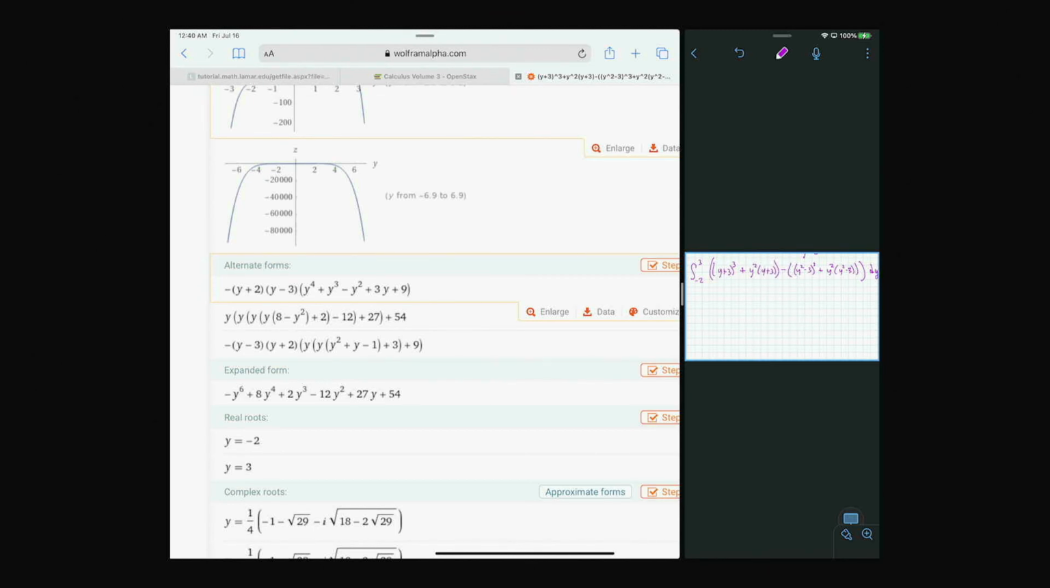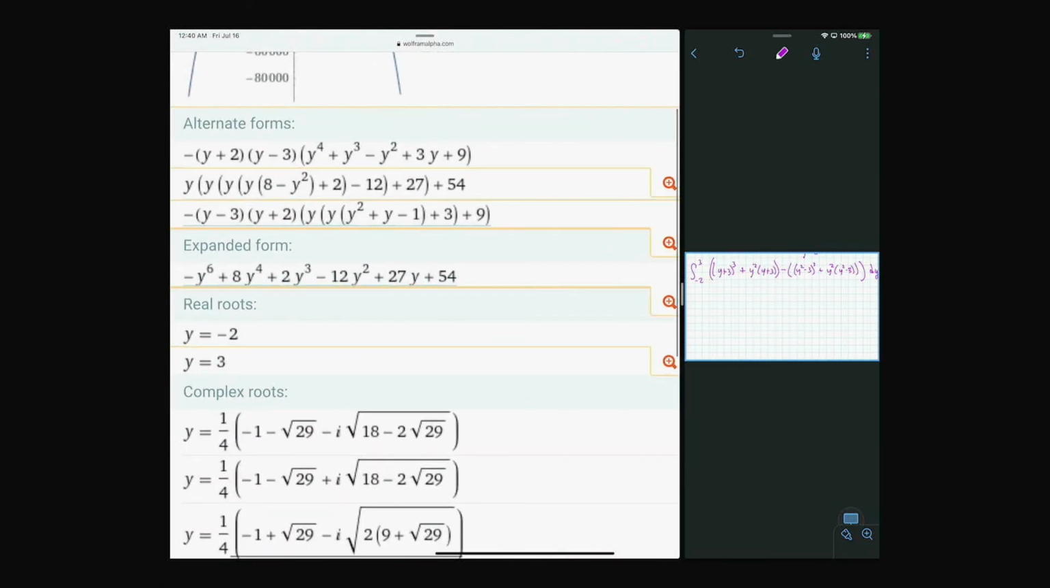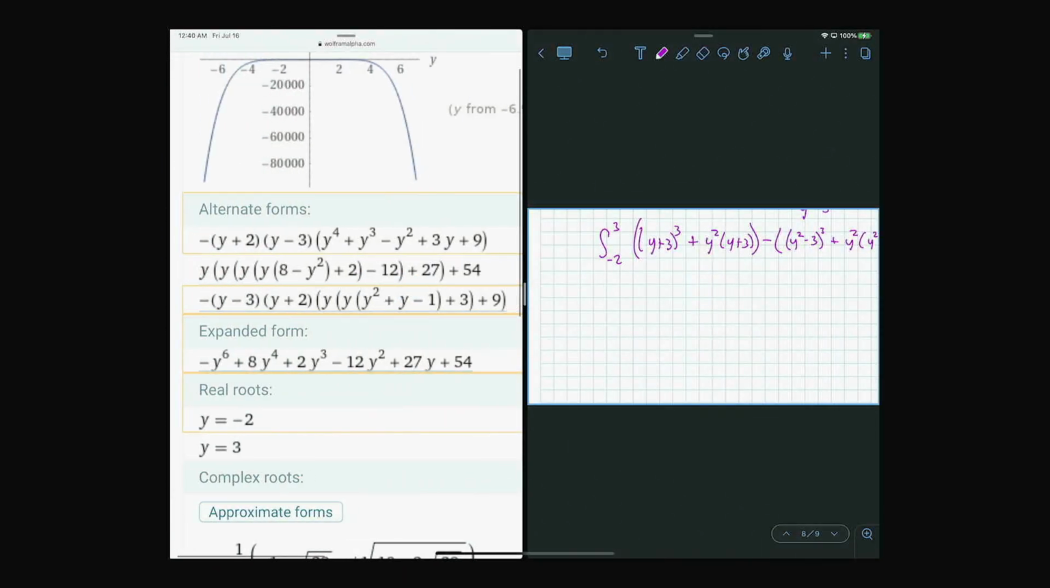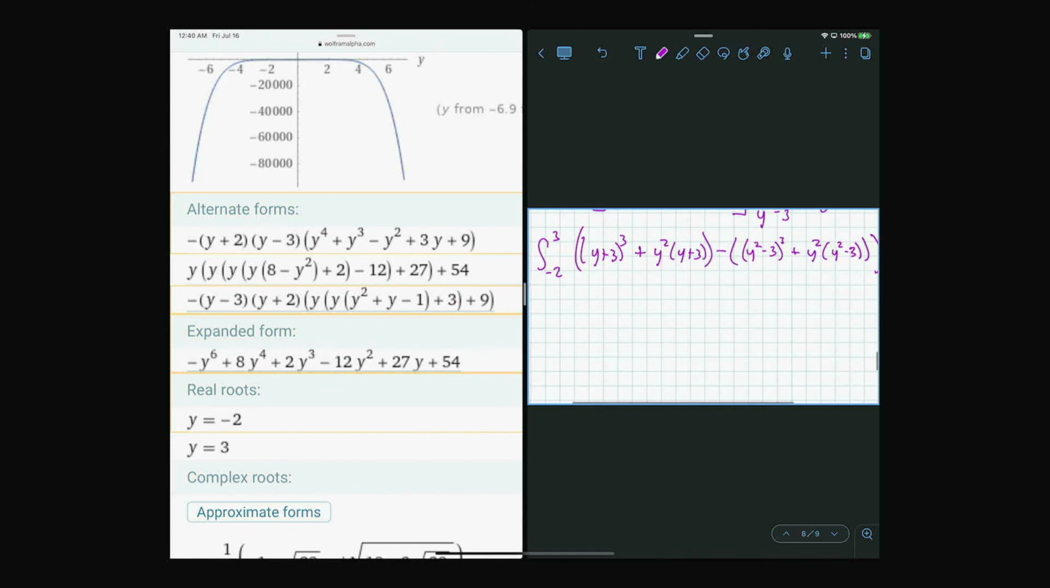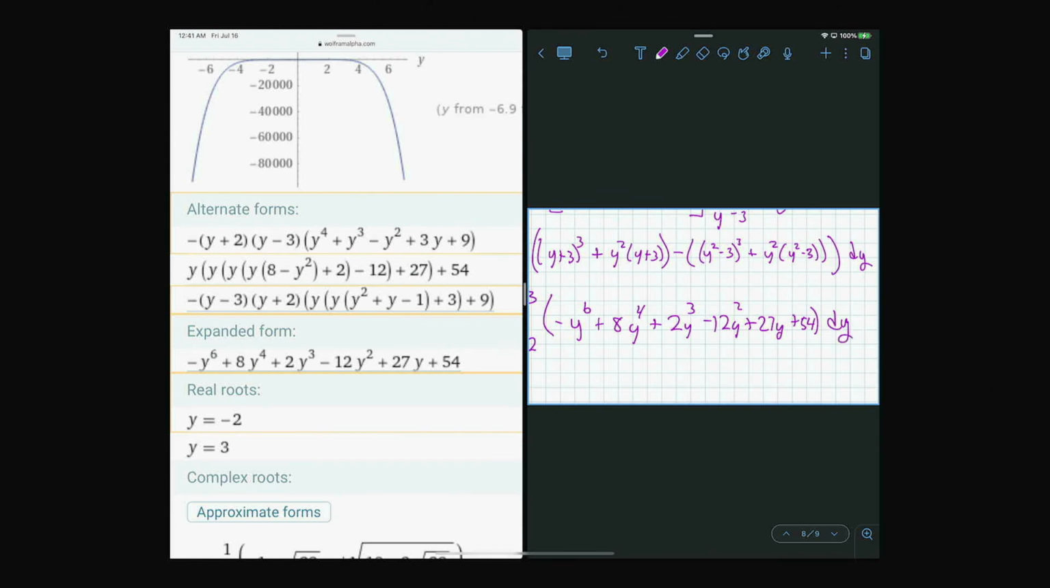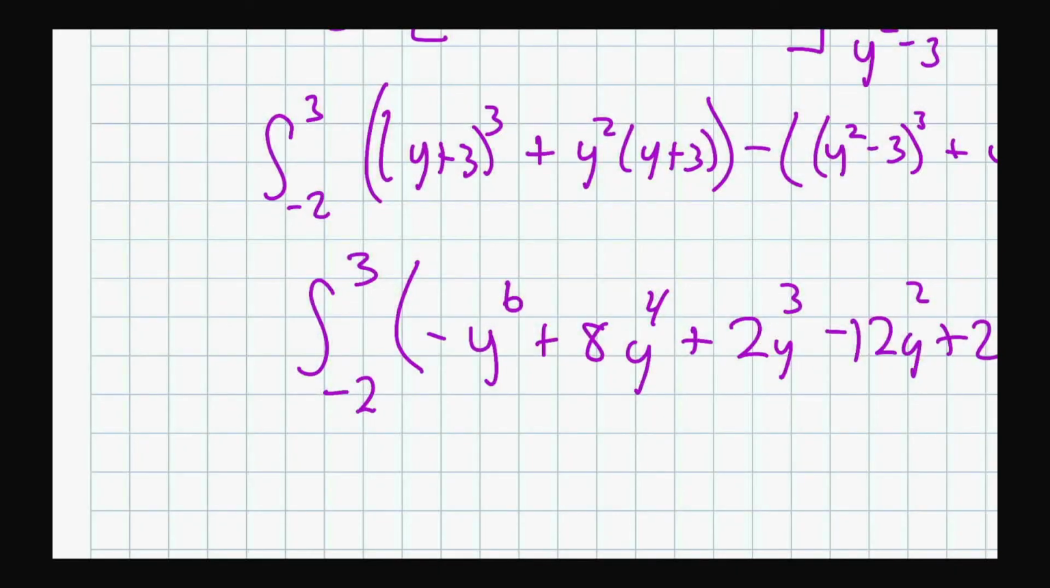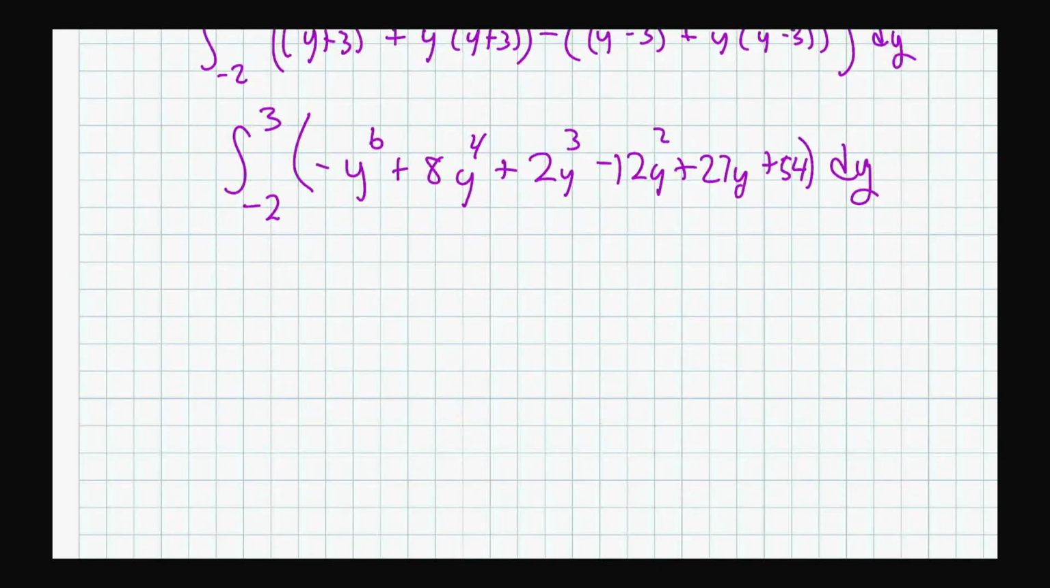The one that says expanded form, that's the one I'm going with, right? That expanded form is going to be the easiest one to integrate. So I'm going to go from -2 to 3, and then just negative y to the 6th plus 8y to the 4th plus 2y to the 3 minus 12y squared plus 27y plus 54. And if you don't use tools like this that are available to you, your life is going to be hard.